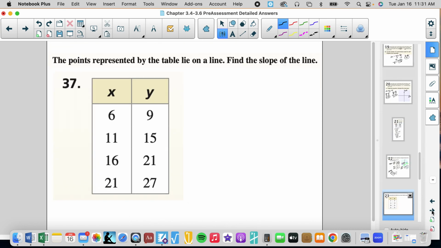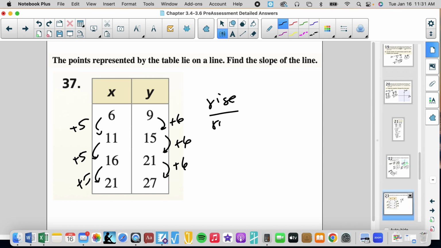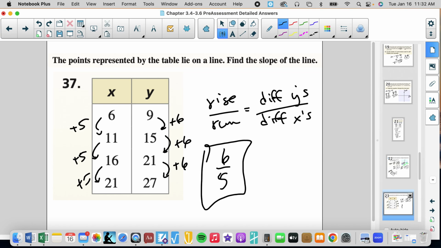Good. So we can find the increments. So that's going to be plus 5, plus 5, plus 5. That's going to be plus 6. That is plus 6. This is plus 6. Remember, it's the rise over the run. It is the difference of y's over the difference of x's. And when we find this gap, we're finding the difference. So it's going to be 6 over 5, so 6/5.